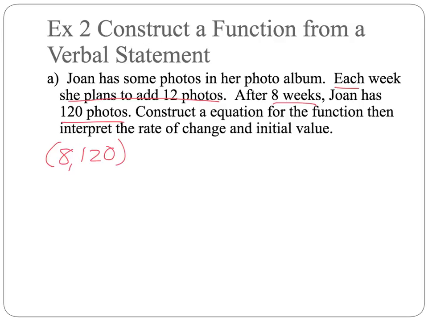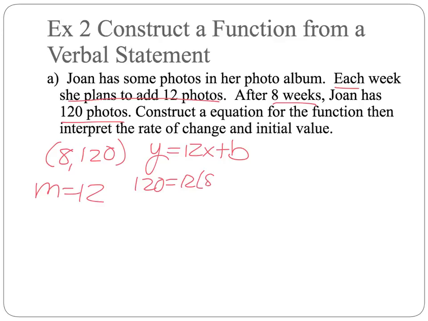It's saying that each week she is adding those 12 photos. So is the 12 her starting amount, or is it something that's being changed as it moves on through the problem? I'm hoping you see that the 12 is actually our slope. It's not how many photos she started with. That's the b value. We don't know that, and that's what we want to find out. So y equals 12x plus b. 120 equals 12 times 8 plus b. So 120 equals 96 plus b. Subtract 96 from each side, or add negative 96.